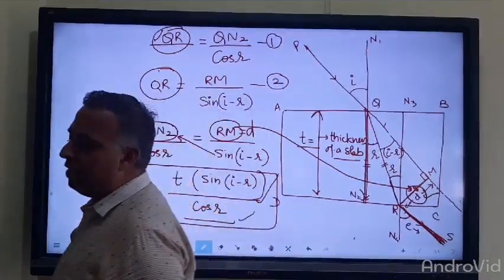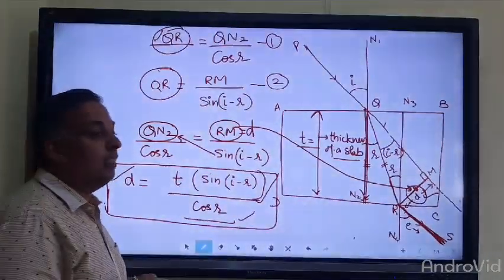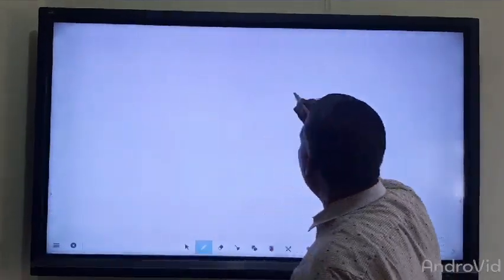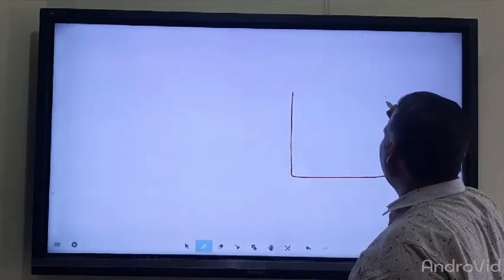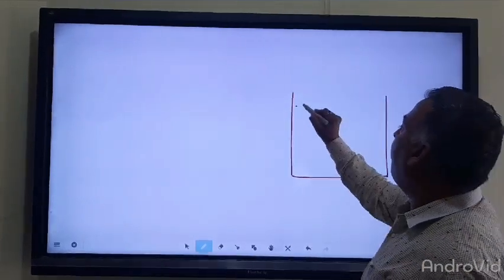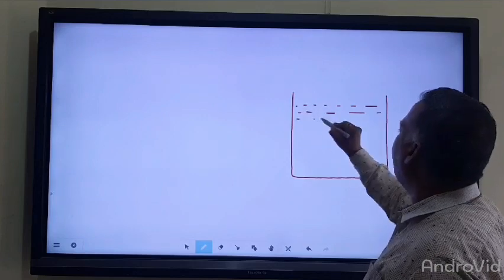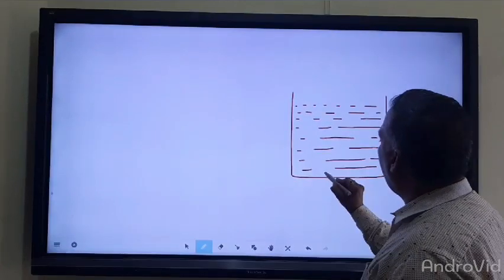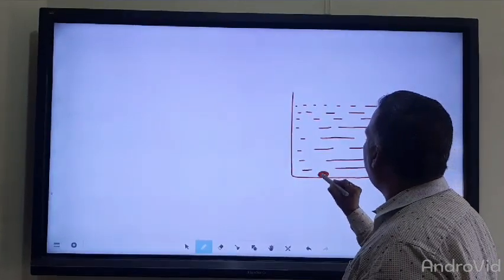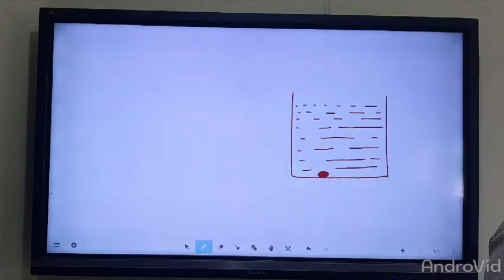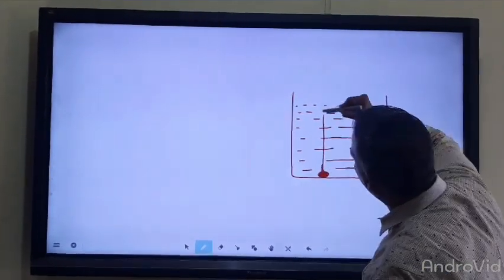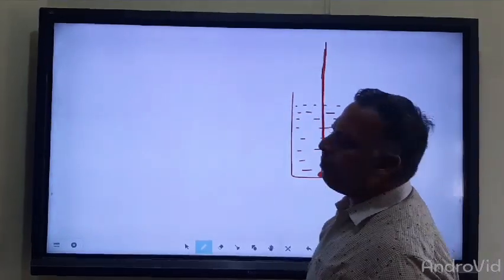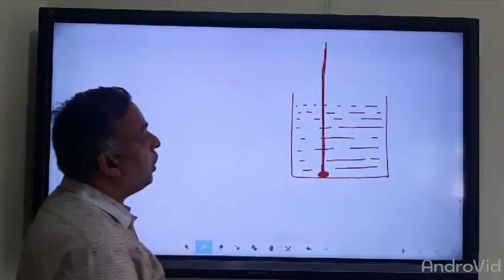Now the third phenomenon which we have to do is the relationship between the real depth and apparent depth. So what's that? I have taken a vessel, and here is a medium. I have taken water in it. Suppose an object is placed at the bottom. Any ray that goes straight will not bend from its path, it will go normally, so it's not bending.